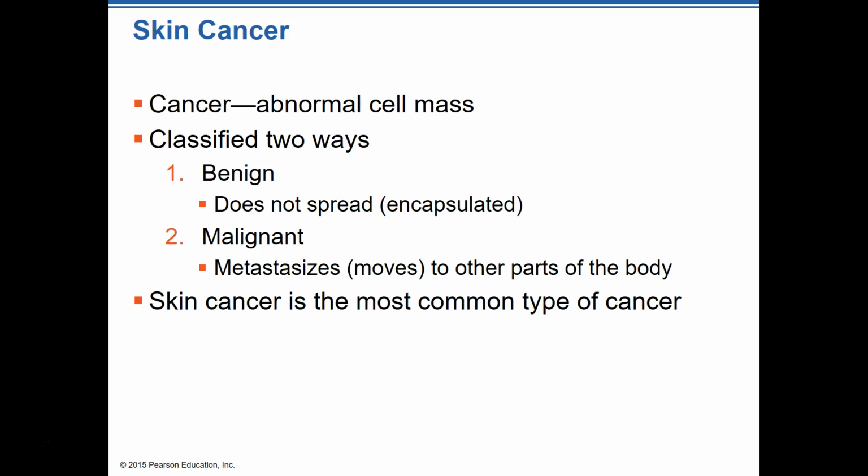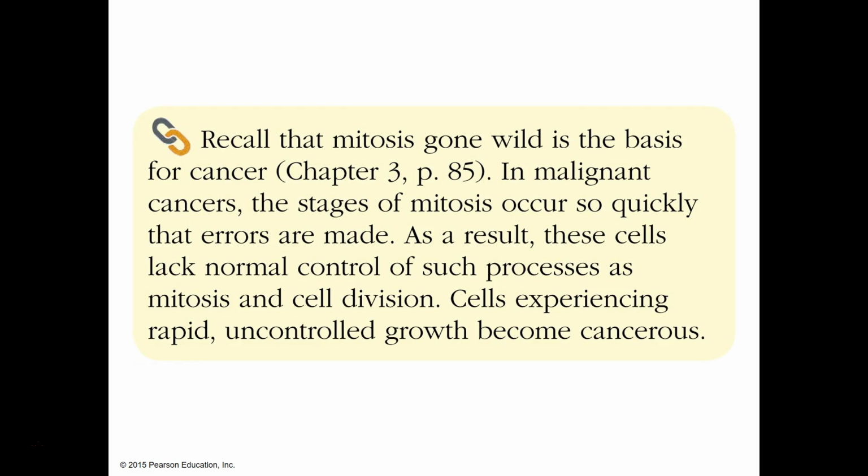All right, and we've talked about this one before, cancer, which creates abnormal cell masses. It's classified in two ways, either benign or malignant. Benign means it doesn't spread. Malignant means it will metastasize and move to other parts of the body. Skin cancer is the most common type of cancer, and it's also the most avoidable type of cancer.